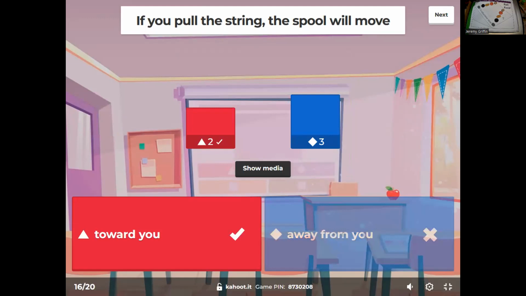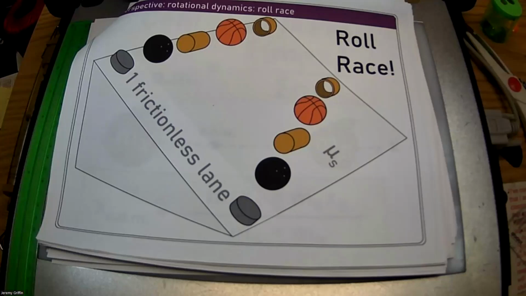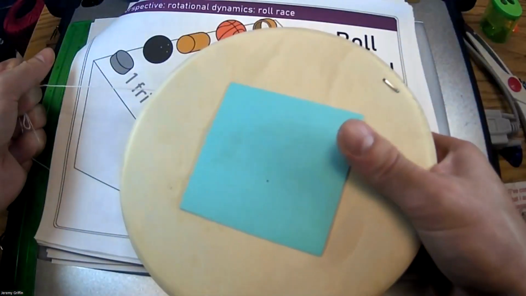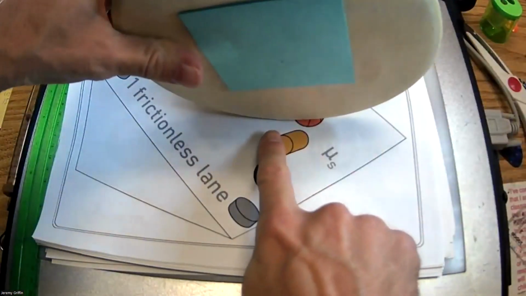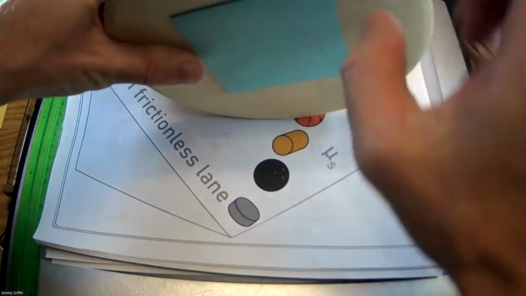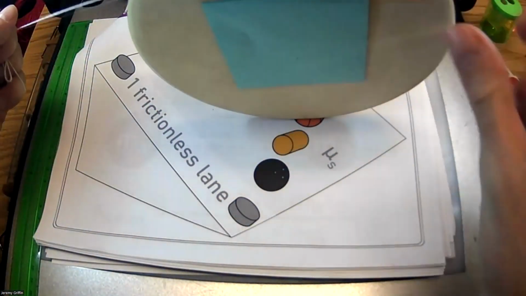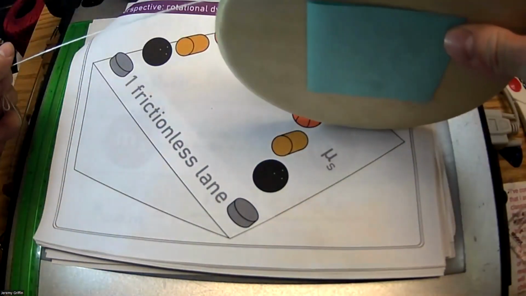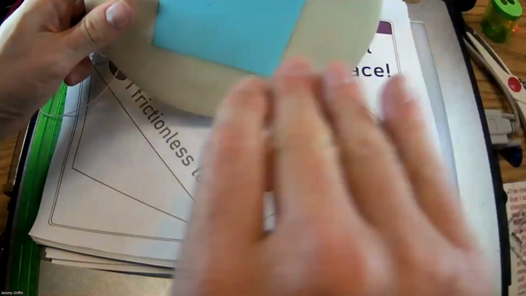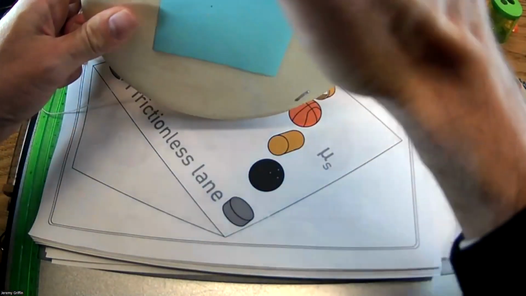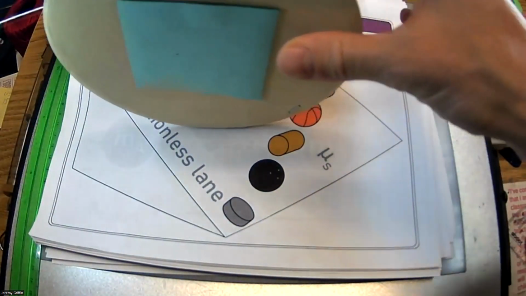Okay, so let's see, why would it go towards it? All right, here, I will prove it to you guys. About this. Got a spool, got a string, okay. Got a point of static friction down here, right? Need this point of static friction, how's it work, right? I pull this thing, whoop, look, it's going the way I'm pulling it. Pull it to the left, it goes to the left, right? From my point of view, it looks like it's going counterclockwise, right?